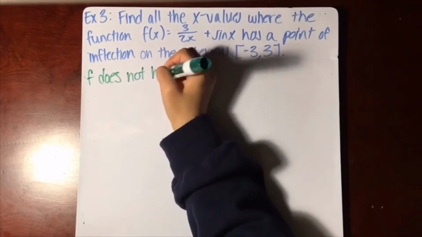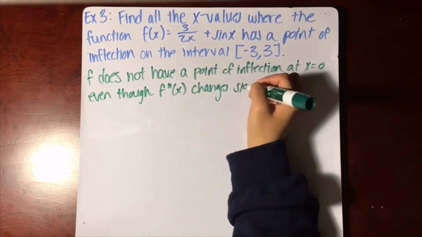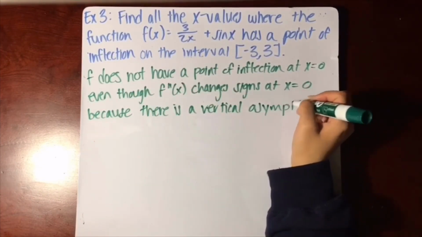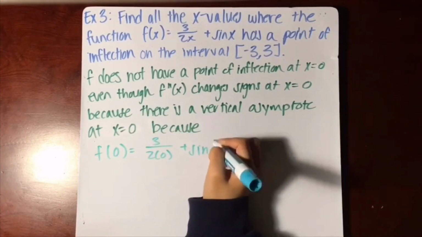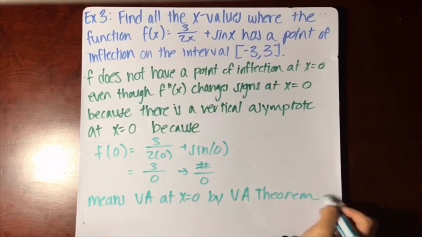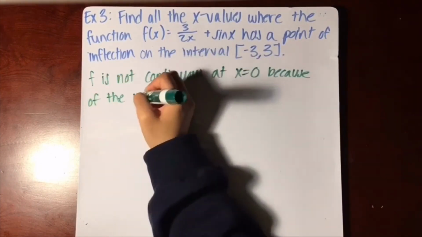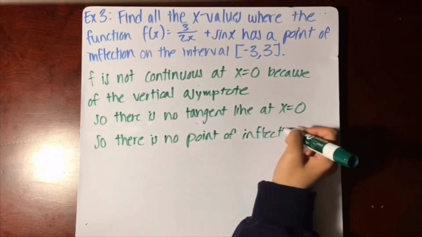f does not have a point of inflection at x equals 0, even though f double prime changes signs at the point. There is no point of inflection because there is a vertical asymptote at x equals 0, because f of 0 is equal to 3 over 0, which is a number over 0, which, by the vertical asymptote theorem, means that there is a vertical asymptote at x equals 0. Therefore, f is not continuous at x equals 0 because of the vertical asymptote, so there is no tangent line at x equals 0, so there is no point of inflection.